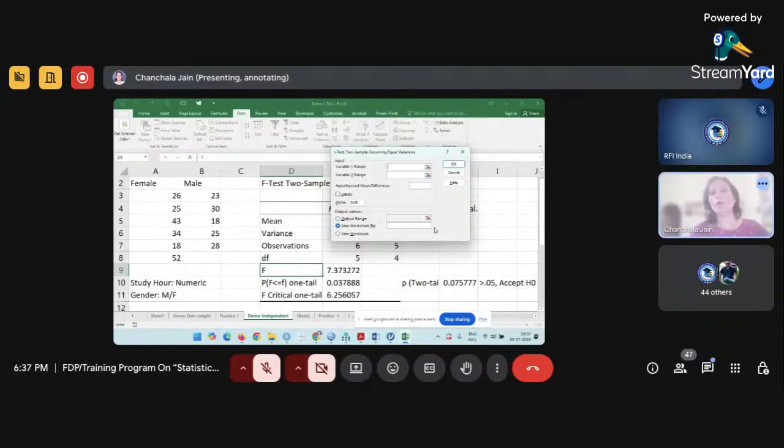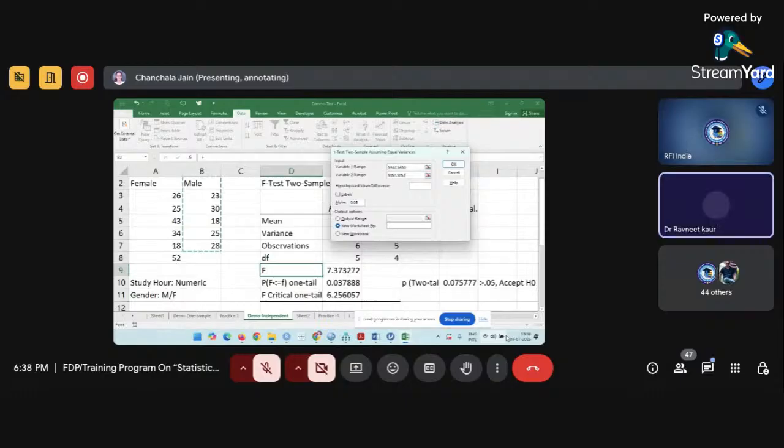Now, in this dialog box also, you need to provide the range of both the groups. In the first box, I'm giving the range of my first group. In the second box, I'm providing the range of my second group. So again, the ranges will be A2 colon A8 and B2 colon B7. Everyone is getting the same, I hope? Selected the same ranges. Done?